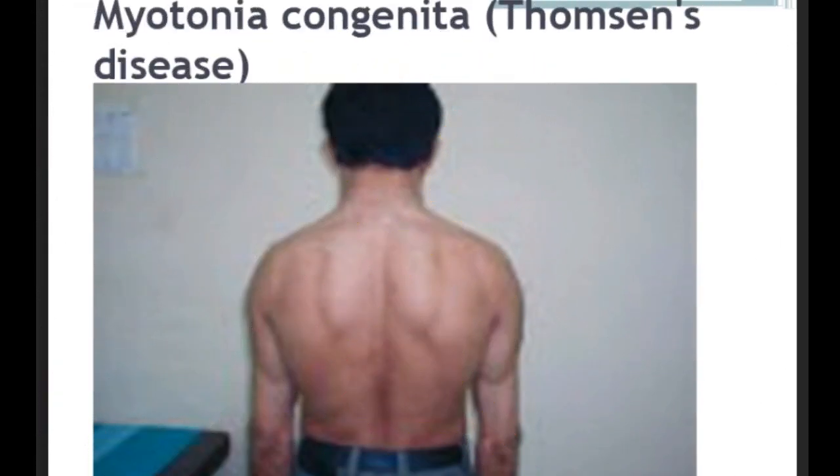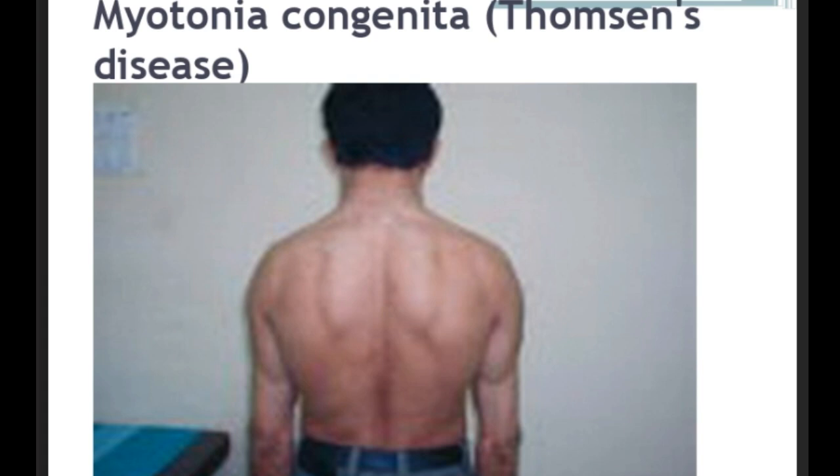Myotonia congenita, which is called Thomsen disease, is usually inherited as a dominant trait. Generalized myotonia without weakness is usually present from birth, but symptoms may not develop until early childhood. Muscle stiffness is enhanced by cold and inactivity and relieved by exercise. As you see in this picture, there will be muscle hypertrophy, sometimes pronounced. You can call it Herculean habitus of the body. It is also a feature.